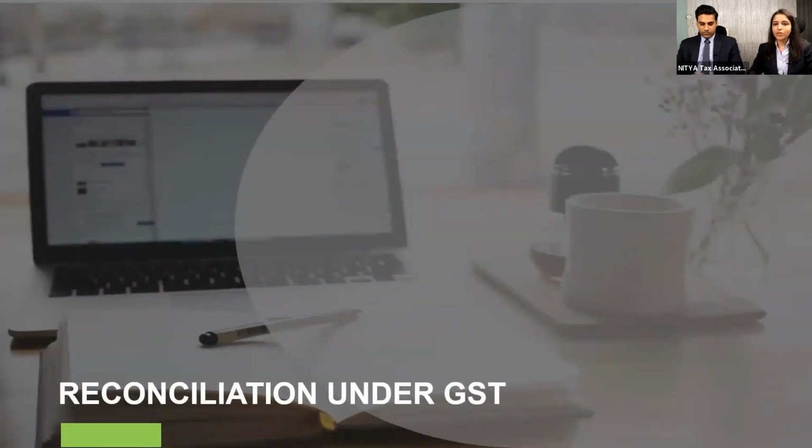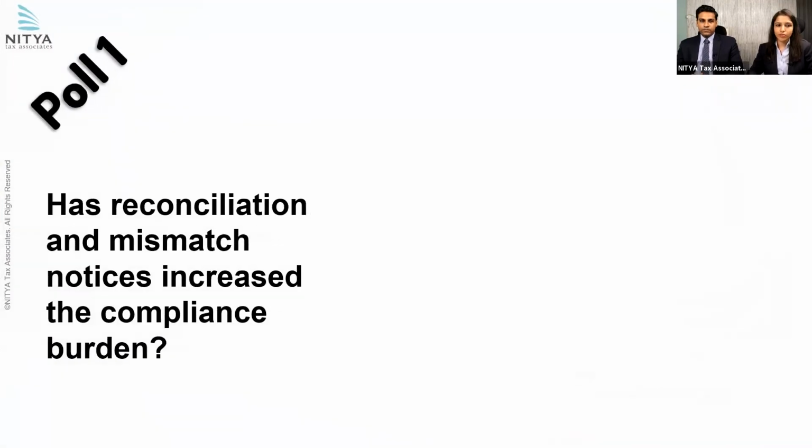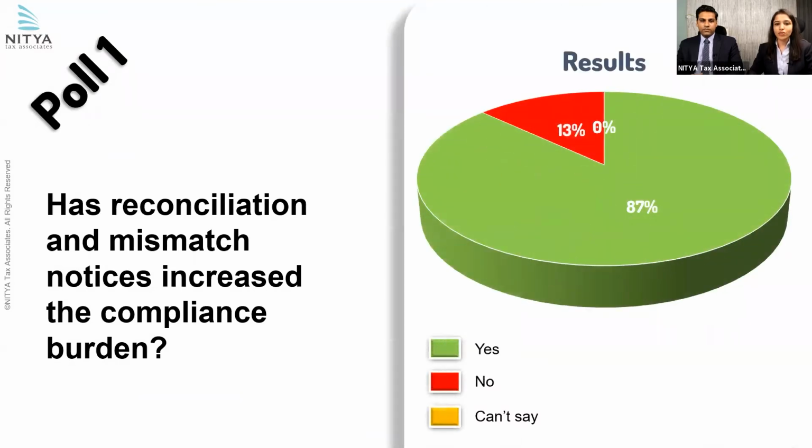So now, considering all these misses and errors, we will be discussing the reconciliation issues which are very common. We ran a poll question which says, has reconciliation and mismatch notices increased the compliance burden? Surprisingly, the answer was yes, it has increased the burden. And it is very normal that there are so many reconciliations which have been introduced by the government lately that this has created so much confusion among taxpayers, what to consider, what not to consider, and when to do the reconciliations. So let us ease out all these issues and let us try to make it helpful for all our audiences.